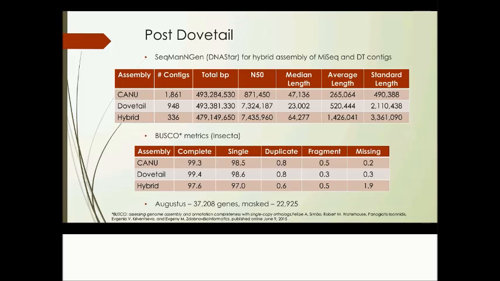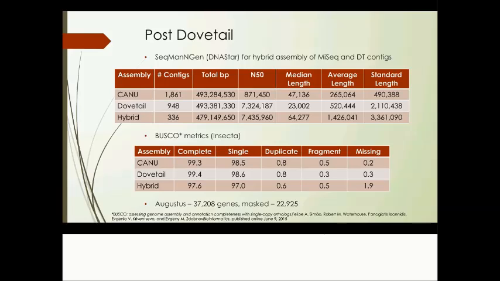We went from where we originally had the Canu data that was PacBio only, and we had about 1,800 contigs. And then Dovetail was able to improve that to about 950 contigs. And then our hybrid assembly was able to reduce that by about a third. And we got increases on the average length of the contigs at each step.